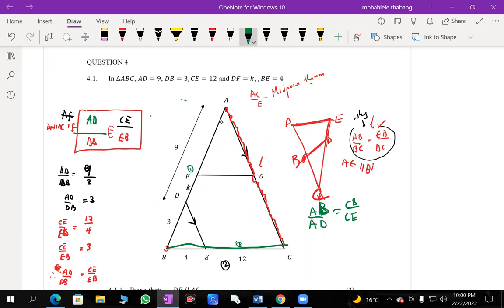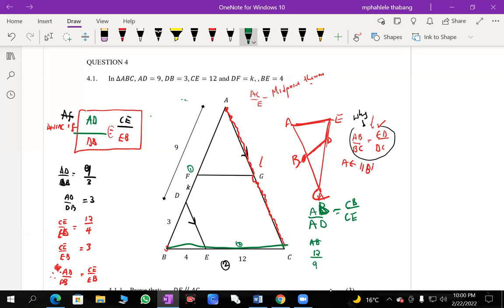So AB is equal to 9 plus 3. 9, 10, 11, 12. AB equals 12. True. 12 over 9.